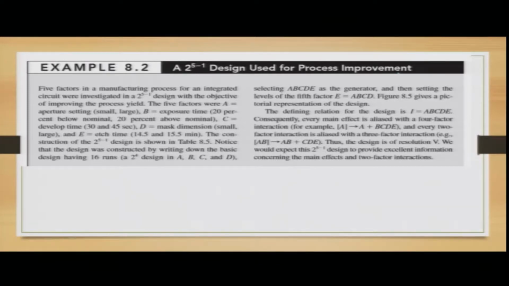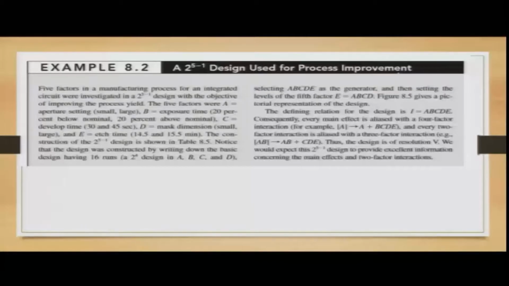So, it is 2 to the power 5. Notice that the design was constructed by writing down the basic design of 16 runs, which is 2 to the power 4, because initially you can consider only A, B, C, D. Now, as I add another factor, it becomes 2 to the power 5. Now, selecting ABCDE as a generator, we are setting the combination in this way. Either you can combine them.